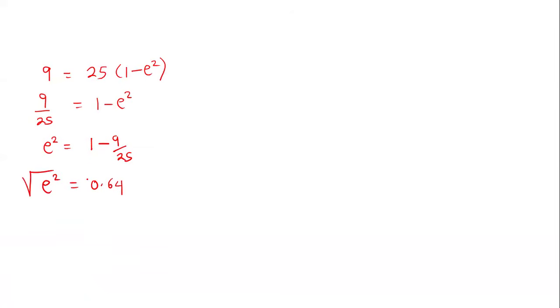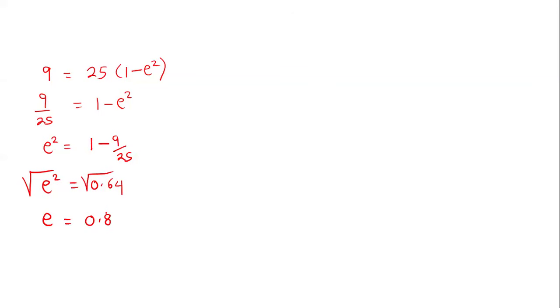So what are you going to have? We are going to have 9 equals 25 into 1 minus e squared. You divide through by 25: 9 out of 25 equals 1 minus e squared. You want e squared, so I can just interchange. I have e squared equals 1 minus 9 out of 25. So you shall have e squared equals 0.64. You get the root, so your eccentricity is going to be 0.8. So that is how you obtain your eccentricity for that particular ellipse. So what next?